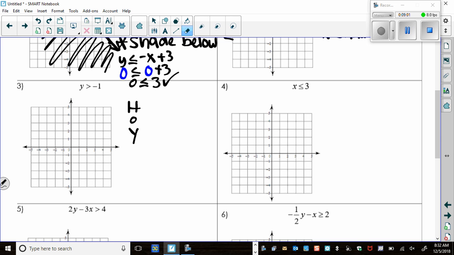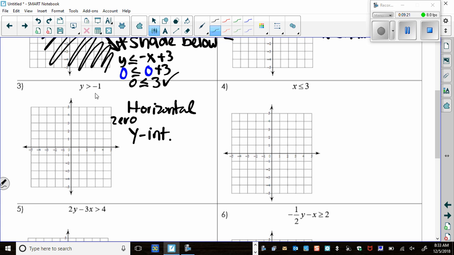Okay. So basically, H is horizontal, 0 slope, and the y-intercept. That's the acronym that helps you out. So in this case, I have a horizontal line, and I have the slope of 0. My y-intercept is this number right here, so I can write that down. b equals (0, -1). Now you have to determine whether you're going to be shading above or below, or what type of line you have.